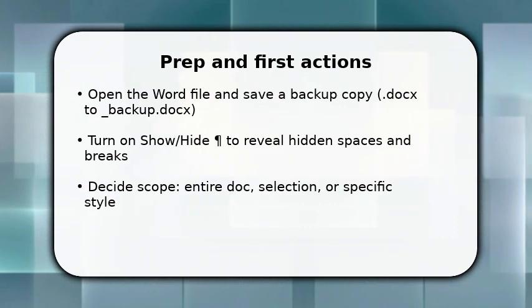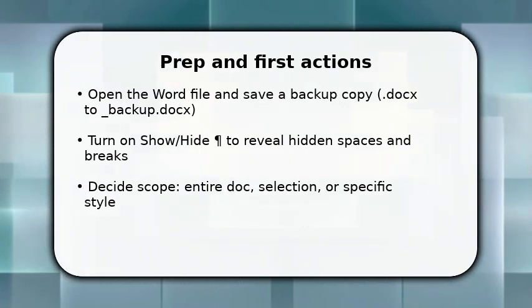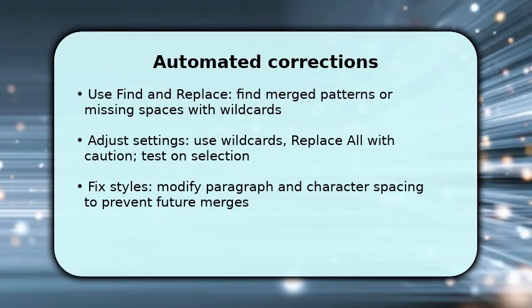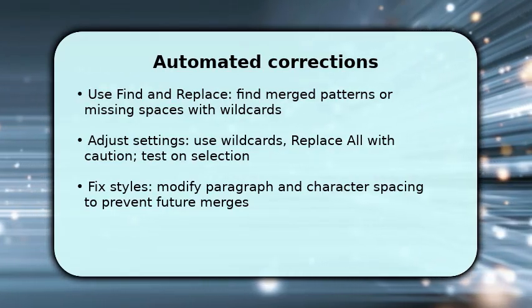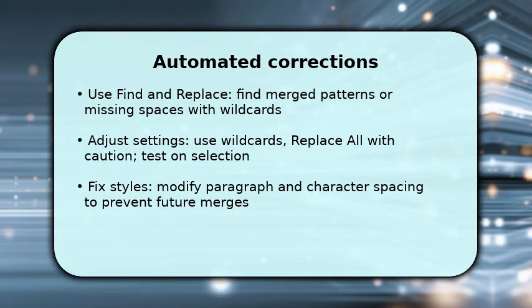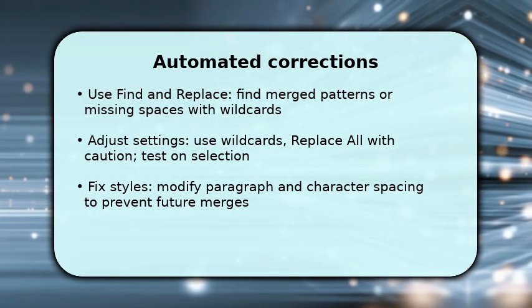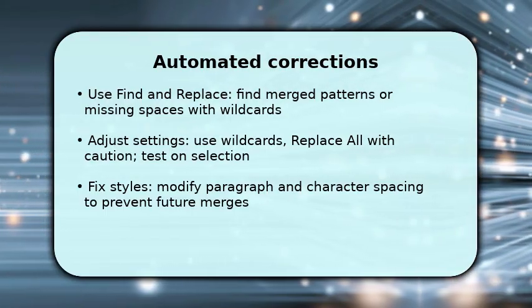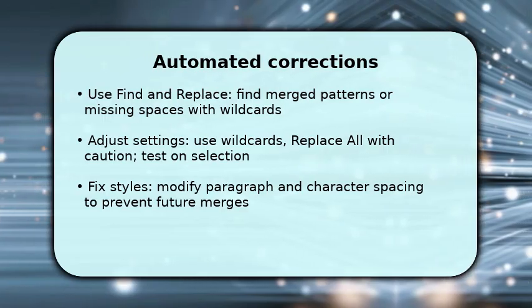Now you run find and replace to add missing spaces efficiently. For simple cases, search for patterns like lowercase uppercase, e.g. AZ, with wildcards, and replace with \1\2 to insert a space. Make sure to test on a small selection before replace all, because wildcards can affect acronyms or camel case.